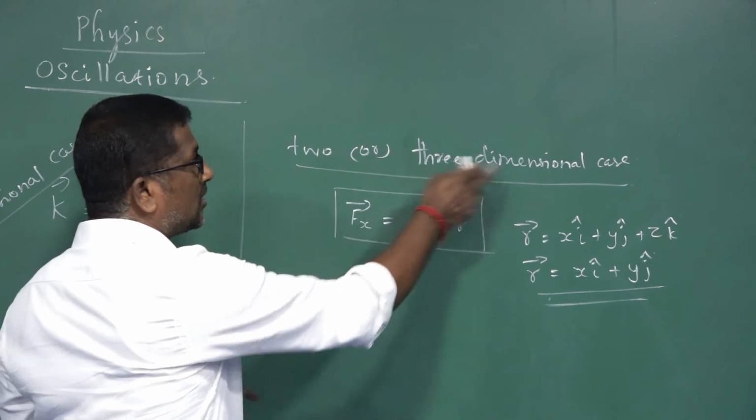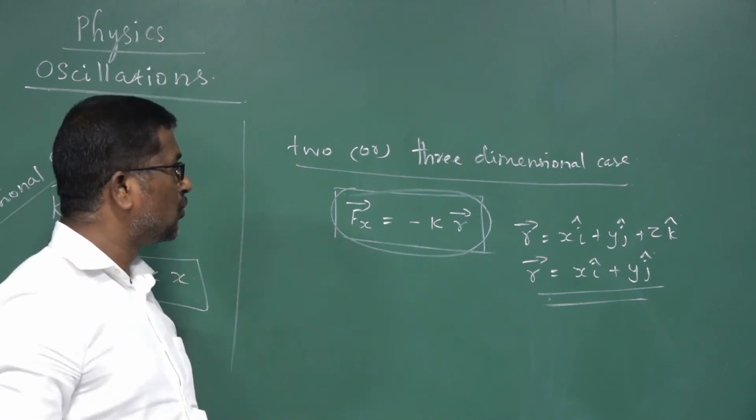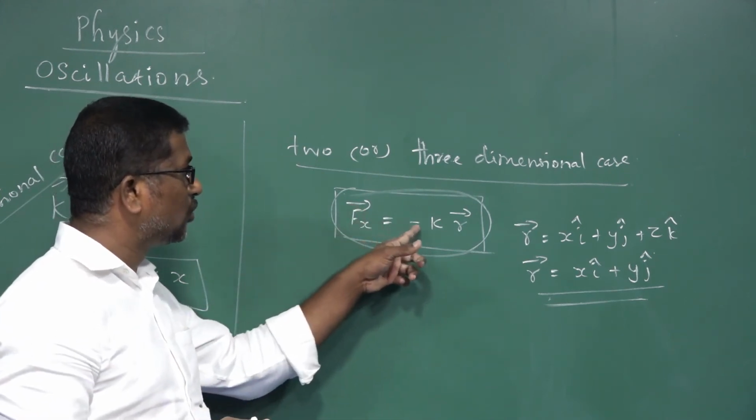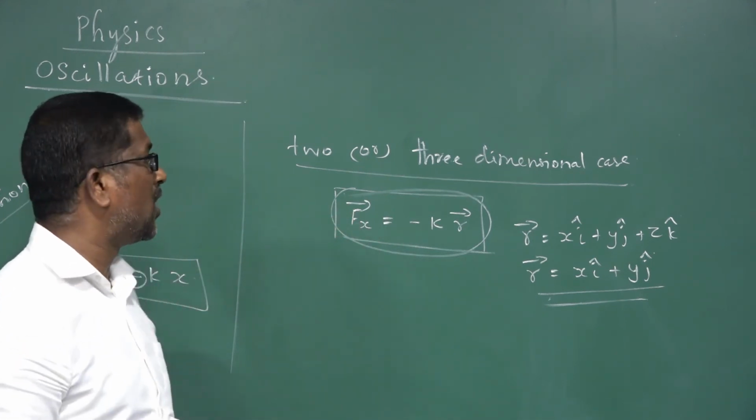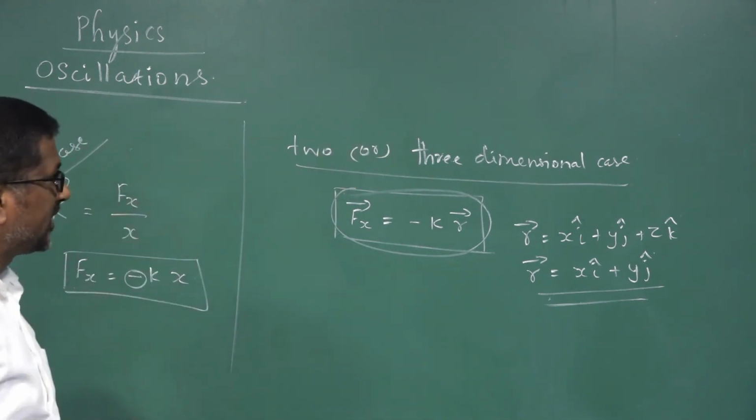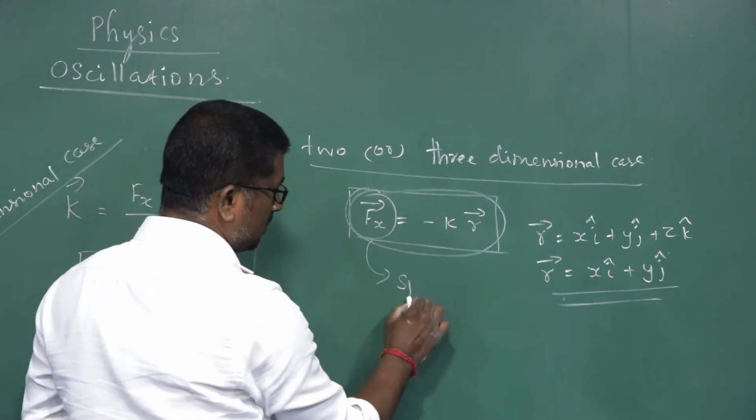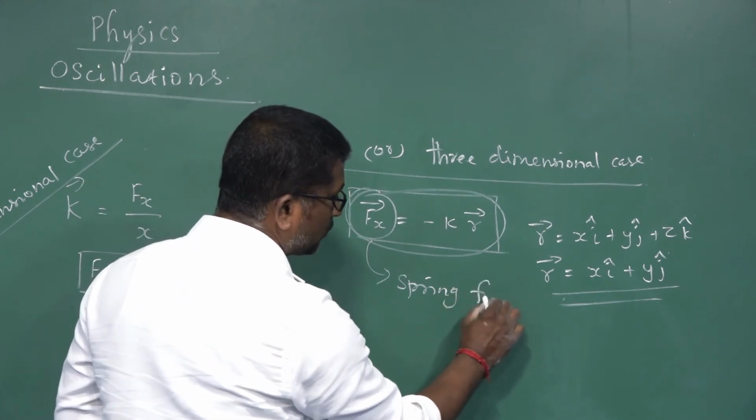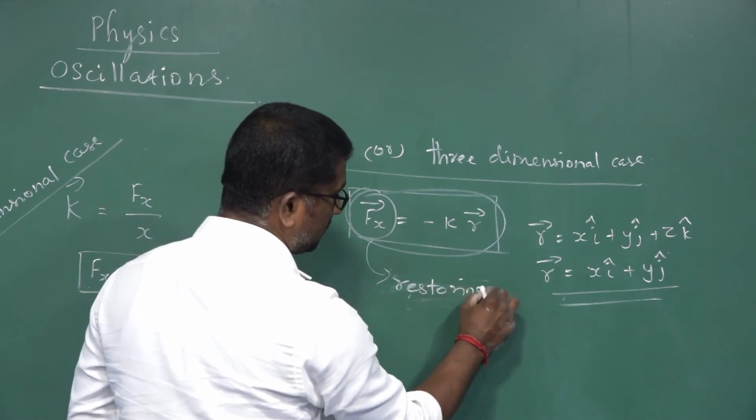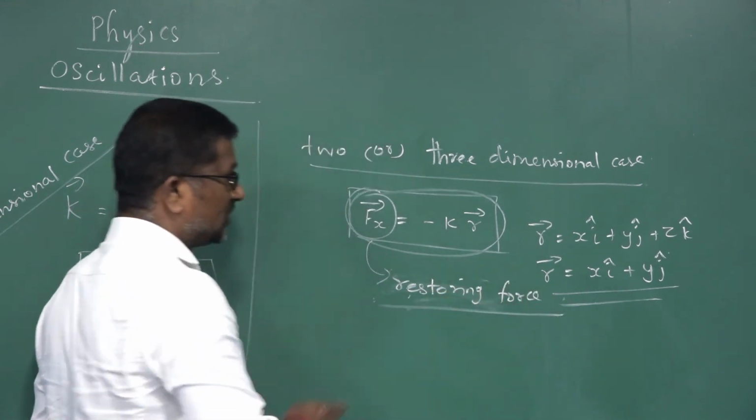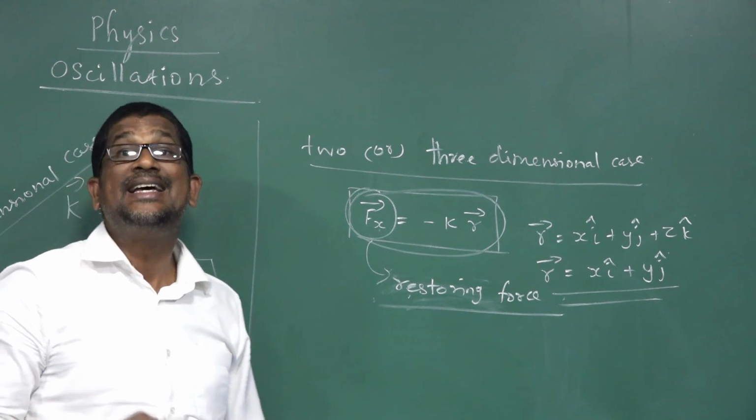So for a 2 or 3-dimensional case, the force in simple harmonic motion is written as F vector is equal to minus k into r vector. That is, the force should be written in vector form. Next, one more thing. This force is called spring force. This force is called restoring force. So in this equation, the force F vector is called restoring force.